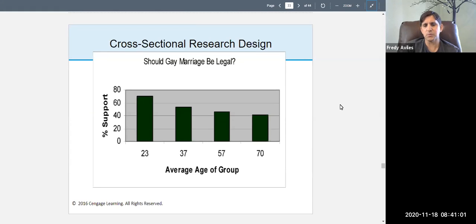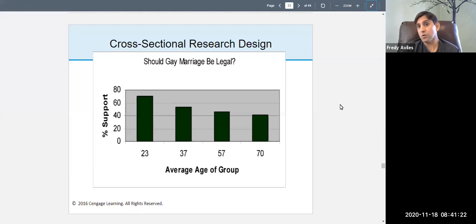So the first group is supposed to be people who are 20 to 25. And the second bar is supposed to be like 30 to 35, another different range, okay? I couldn't do that, so I just put in the average there. And you can clearly see that as people get older, they are less supportive of gay marriage. What does that tell us?